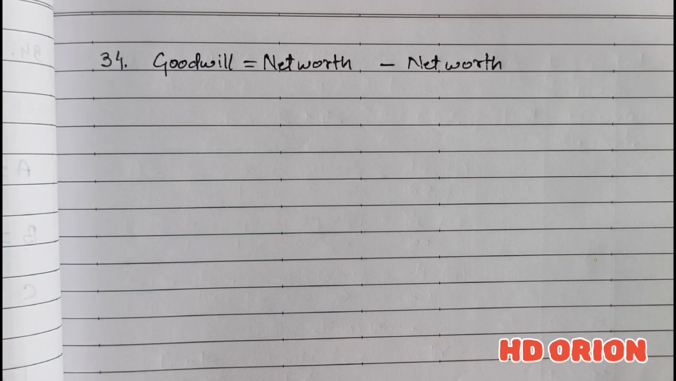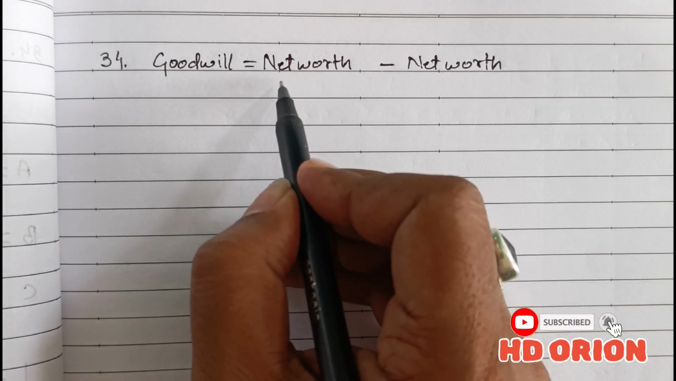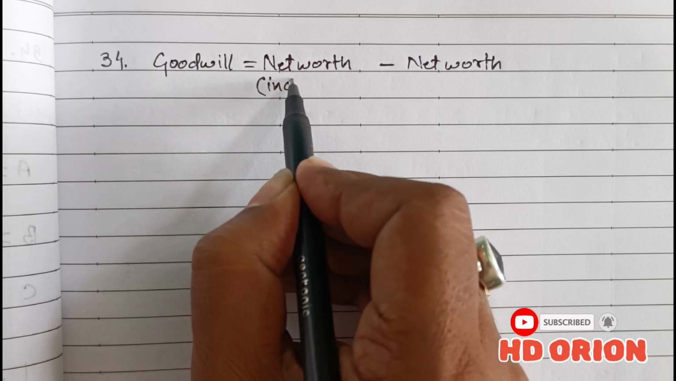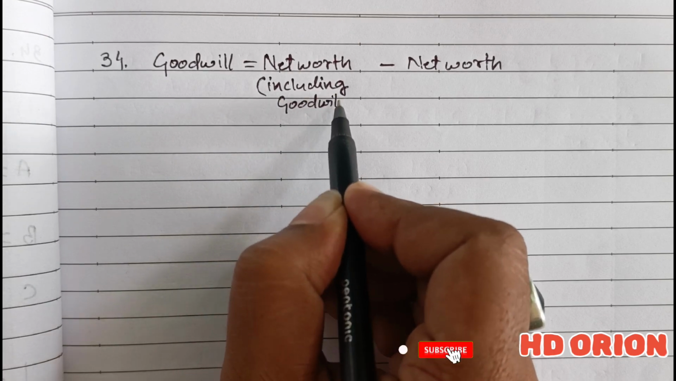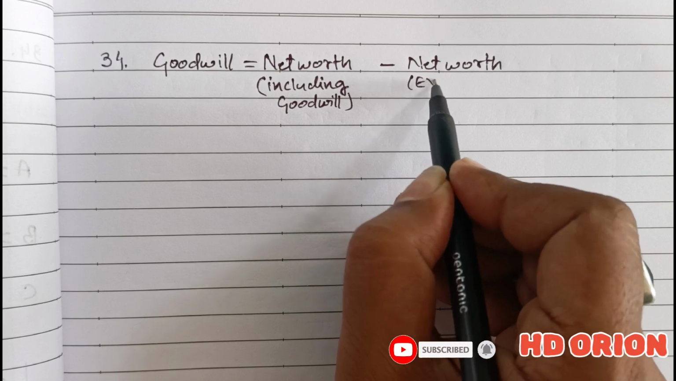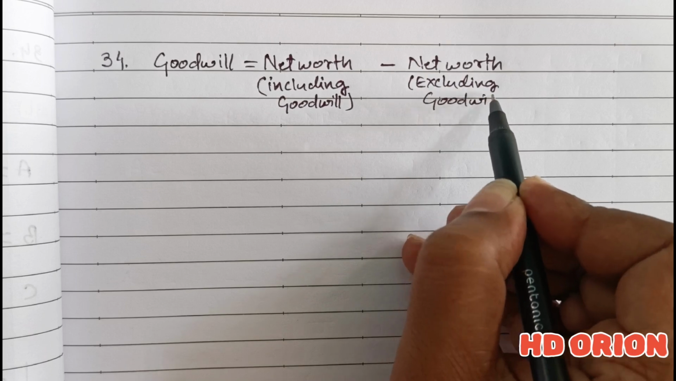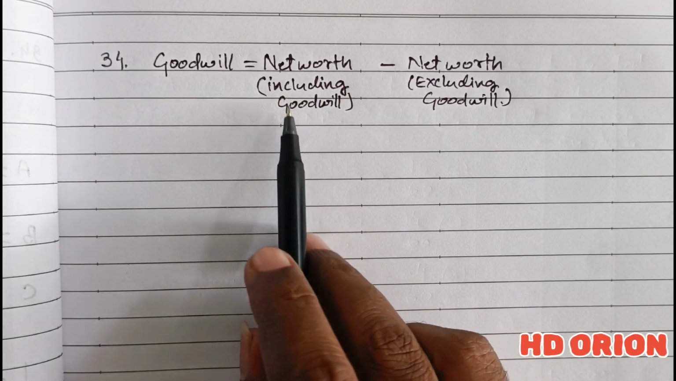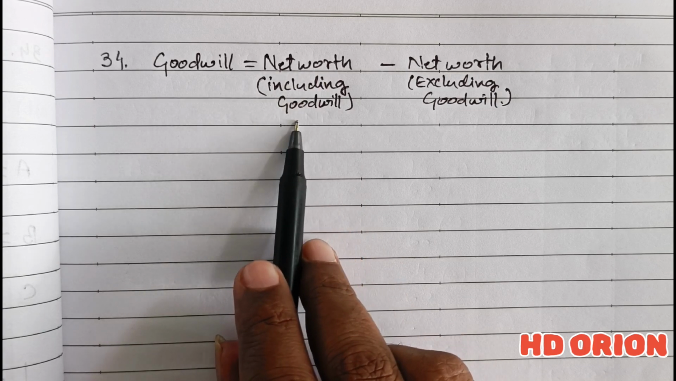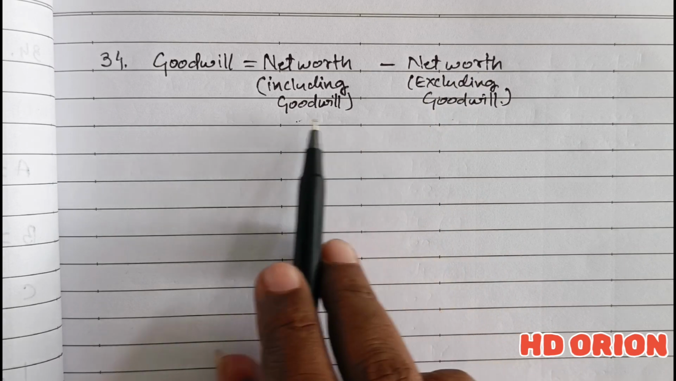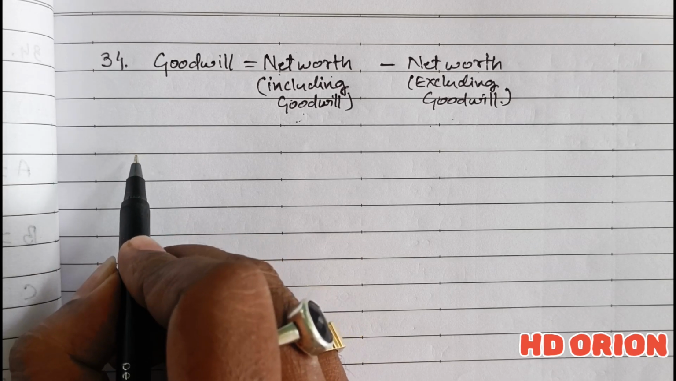So solution 34. Value of goodwill is equal to net worth including goodwill minus net worth excluding goodwill. Now, how will you find out net worth including goodwill? Net worth, you can also say net capital, which is including goodwill and net capital which is excluding goodwill. So, how will you calculate net worth including goodwill? It is based on the new partner's capital.